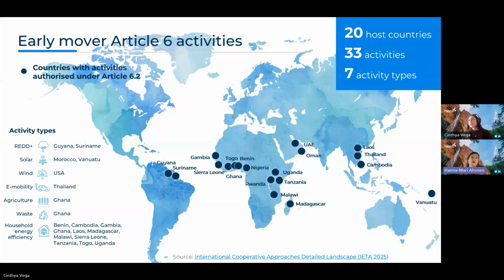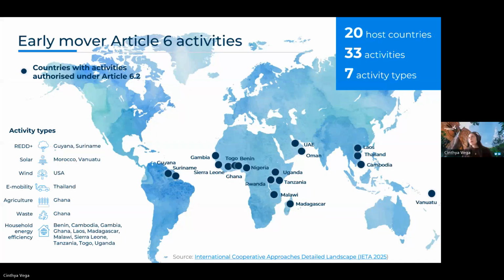So let's start with some practical early mover examples. Article 6 is already ongoing, although some of the rules were only agreed at the end of last year. Still, there's been lots of activities already, and they've been happening all over the world.